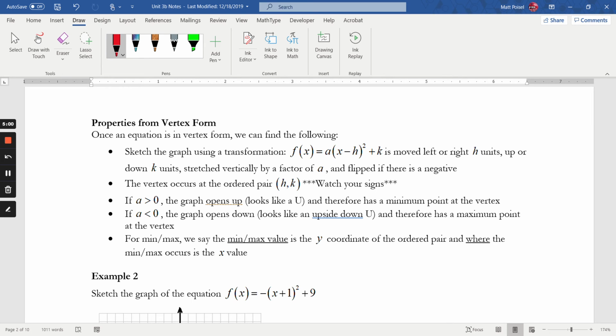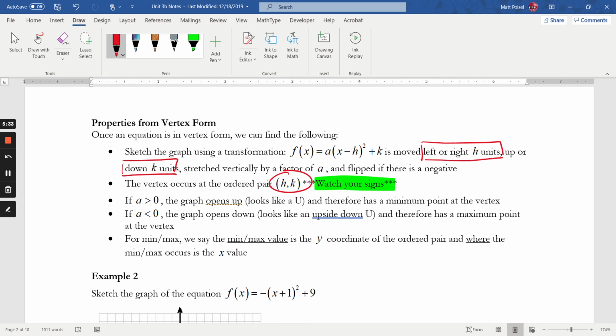All right, once we get to vertex form, there is tons of good information here that's going to help us. First of all, we are going to move the graph left or right h units, and then we're going to move it up or down k units. The vertex just shows up right there at (h, k). I do have it sort of starred. You want to watch your signs, okay? And what we mean by watch your signs, we'll look at here in this next example.